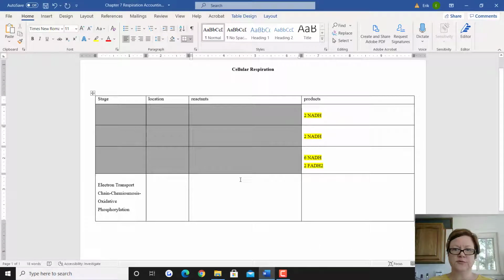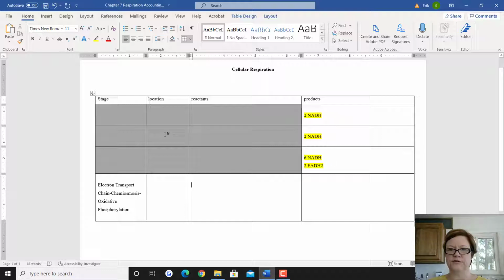All right, this is the respiration accounting activity part 2. So what I've done is I'm just highlighting the products from glycolysis, pyruvate oxidation, and Krebs cycle that are going to be important for this last stage, electron transport chain, chemiosmosis, oxidative phosphorylation. So I'm only highlighting the 2 NADH that were made during glycolysis, the 2 NADH that were made during pyruvate oxidation, and then 6 NADH and 2 FADH2s from the Krebs cycle.